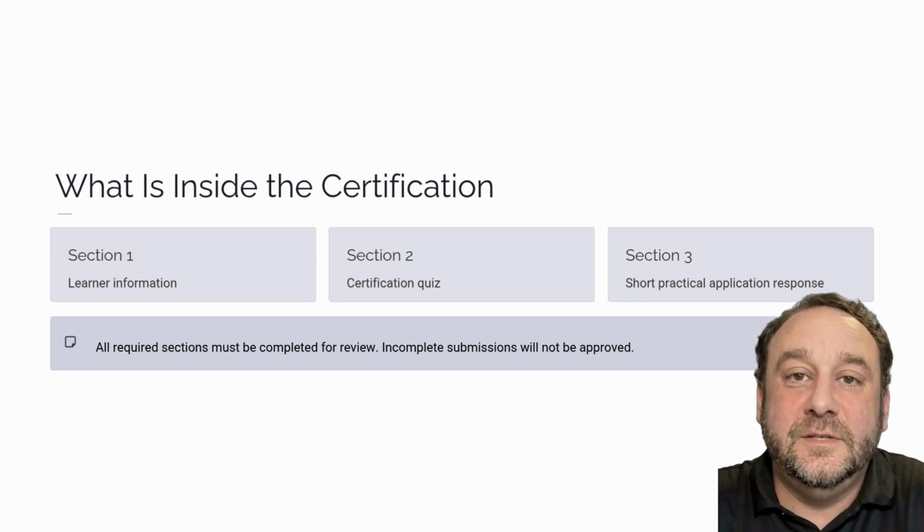The quiz uses objective questions so the assessment stays simple and fair. Section 3 is your short practical application response. This is where you briefly explain one way you applied something from the training in your work or learning process. All required sections must be completed for your submission to be reviewed. Incomplete forms will not be approved. The goal is to make the process clear and manageable while still requiring meaningful participation.